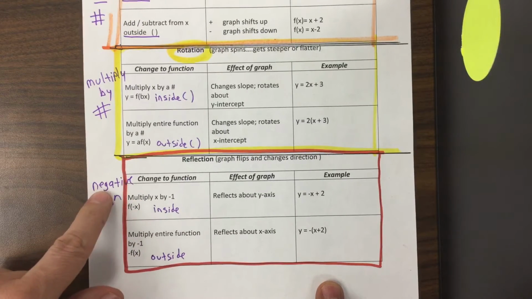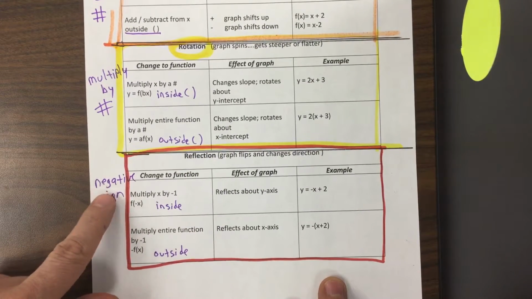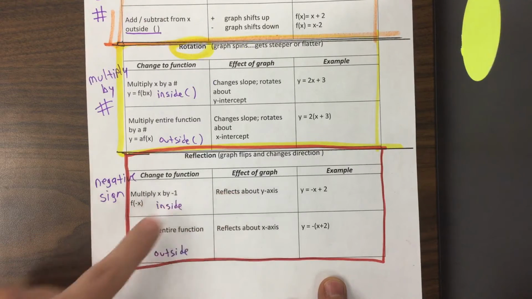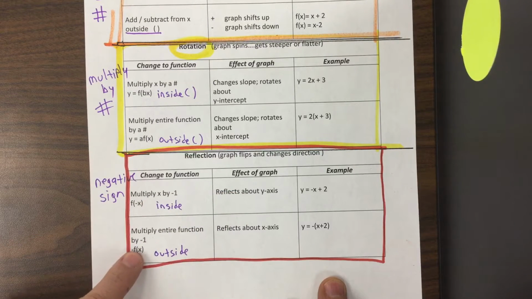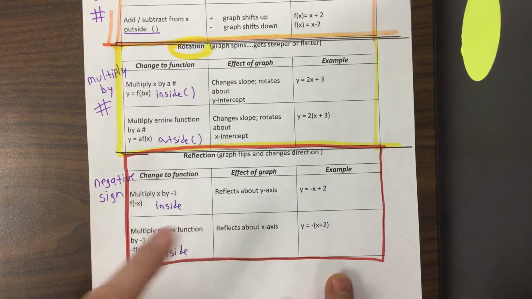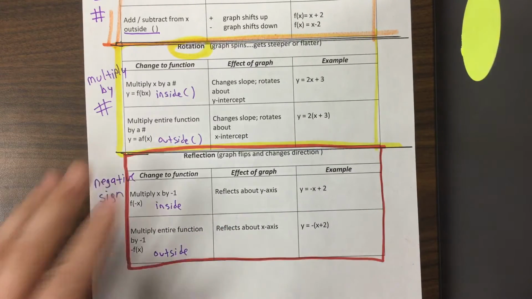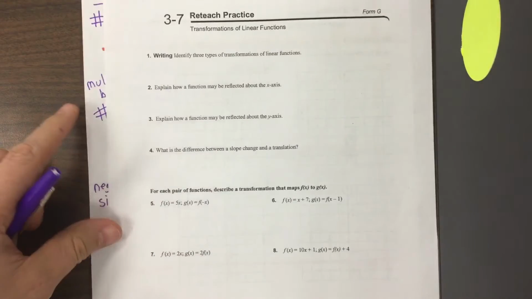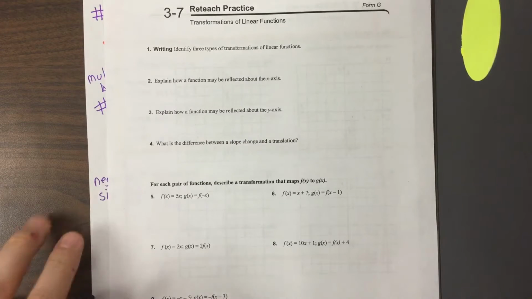Again, down here, even with reflections, you're sticking a negative sign on it, but the general premise is the same. If it's inside the parentheses, it's one type of reflection. If the negative is outside the parenthesis, like this, it's a different type of reflection. So we're going to use this as we go through the homework. And I'm going to do all these four together because it's just kind of review.